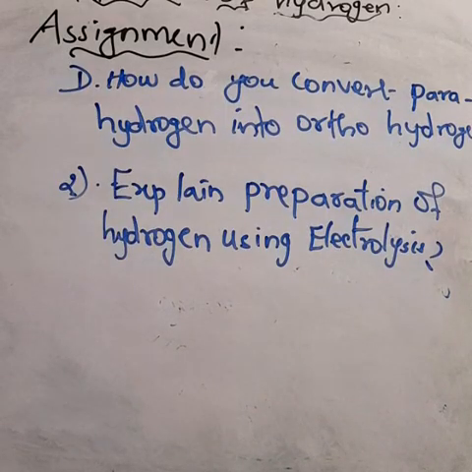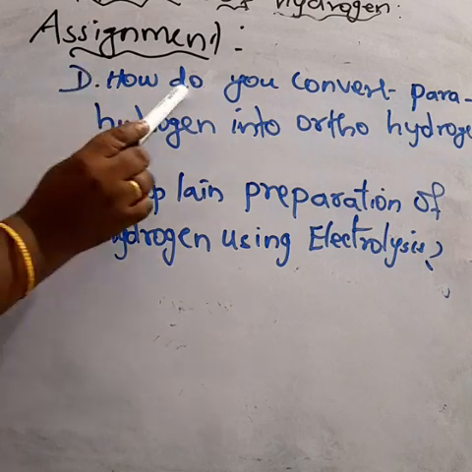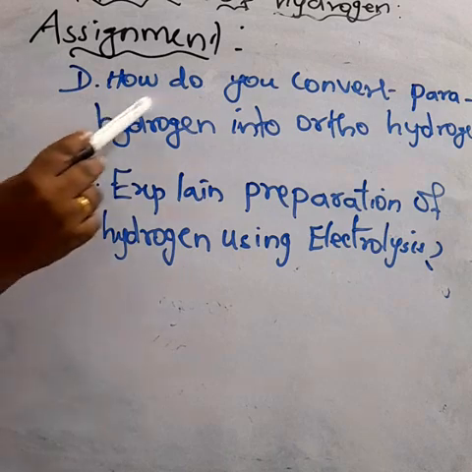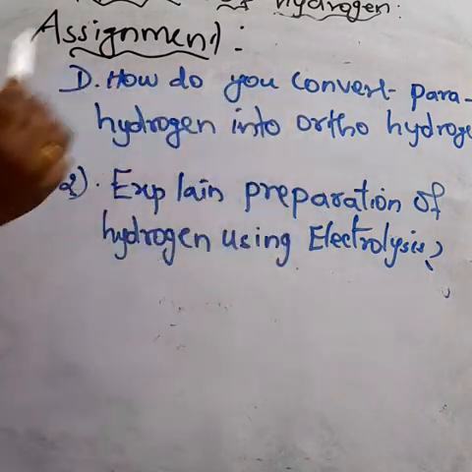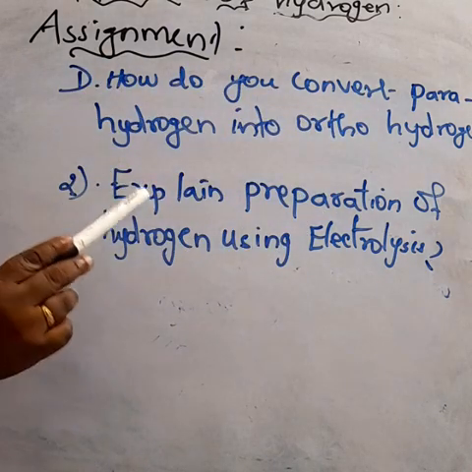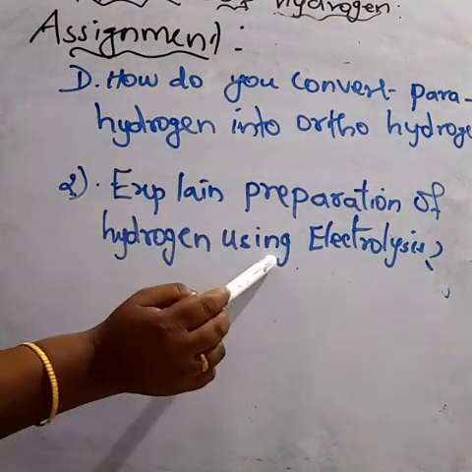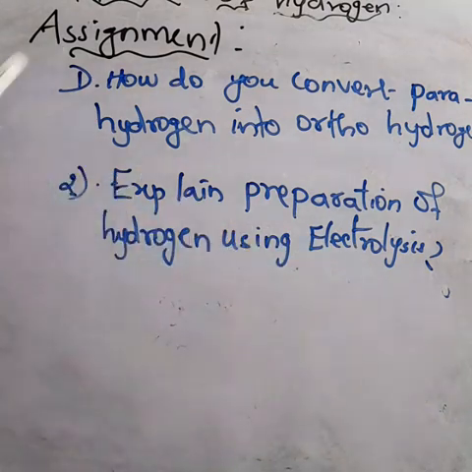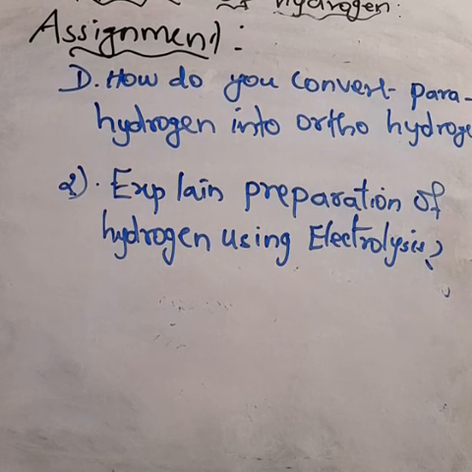Okay, students, today I will give you 2 assignments. Question number 1: How do you convert para-hydrogen into ortho-hydrogen? Second question: explain the preparation of hydrogen using electrolysis. You should study these two questions, write them, and send them to me through my WhatsApp number.